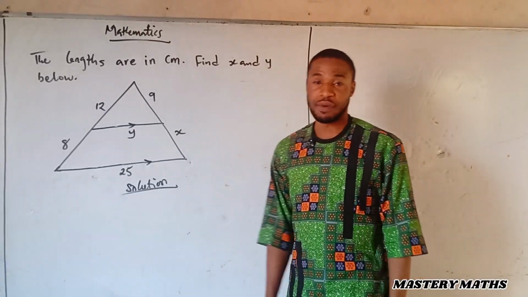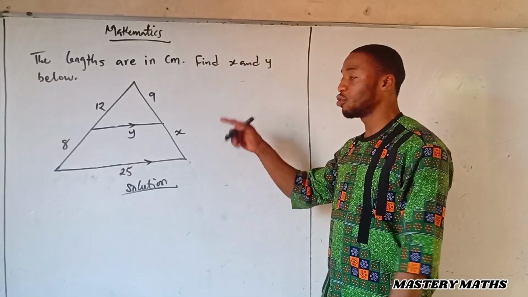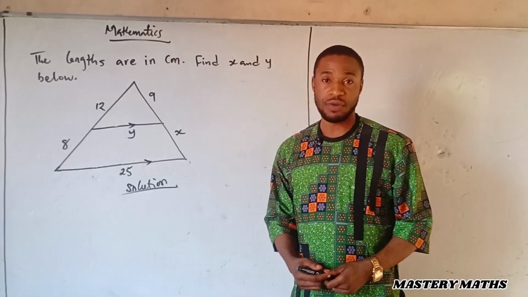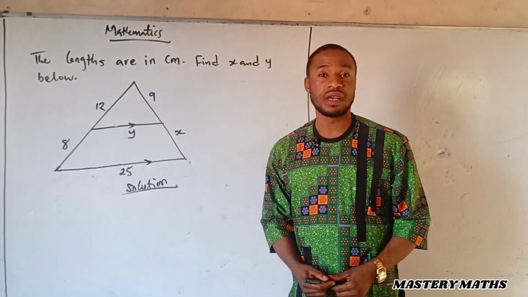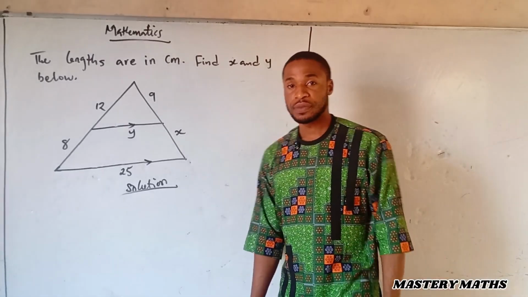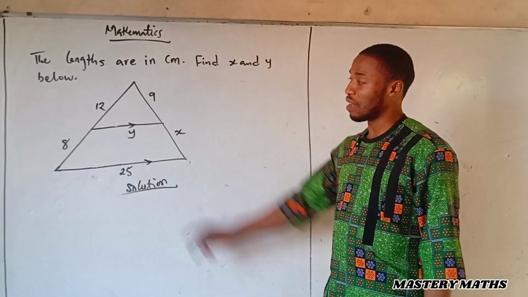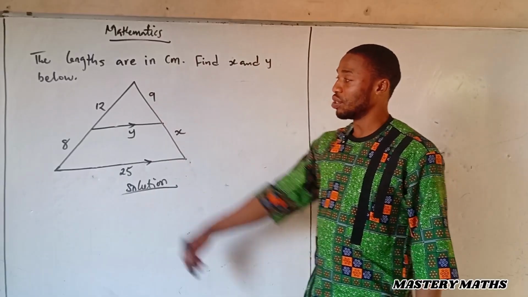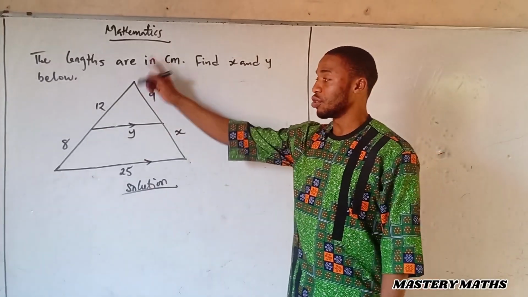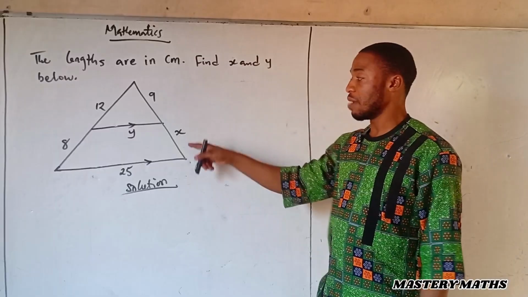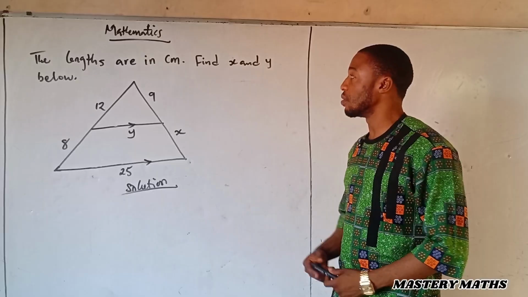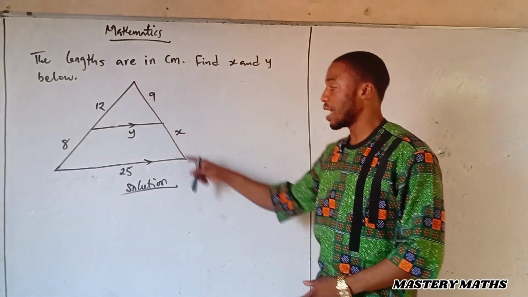Because it is simple. On the board, you have two triangles. You have the bigger triangle and the smaller triangle. So we're using the similar triangles method to solve this. First of all, you have the smaller triangle, which is your 12 and your 9. Then the bigger triangle is your 12 plus 8, your 9 plus 12.